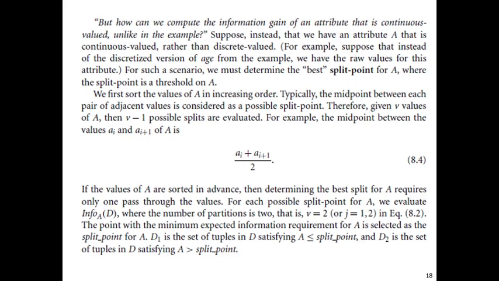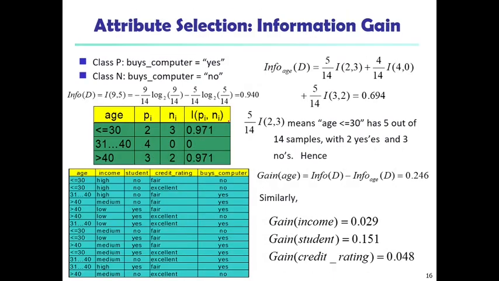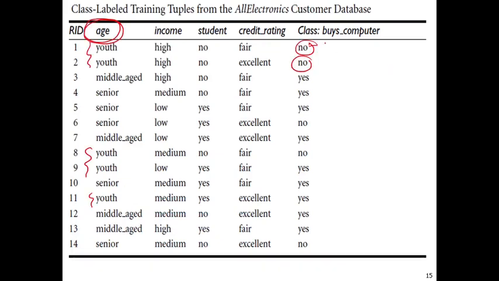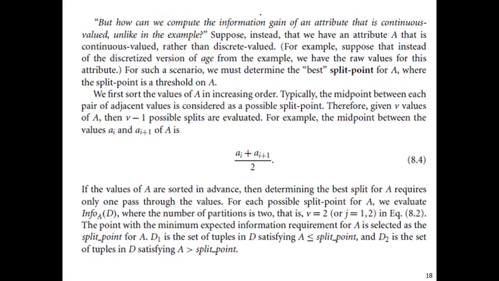Now, how can we compute the information gain of an attribute that is continuous valued, unlike in the example? We have all categorical values. If you see the data, this is the attribute, and this is categorical data. All data are categorical data. What if, instead of categorical data, we have an attribute which is continuous valued, unlike the example?